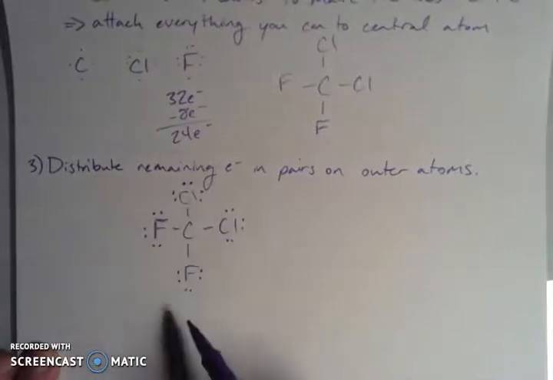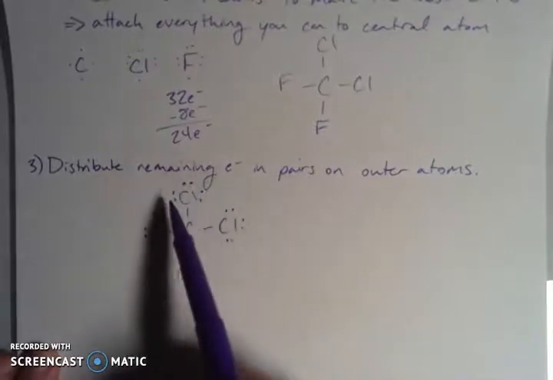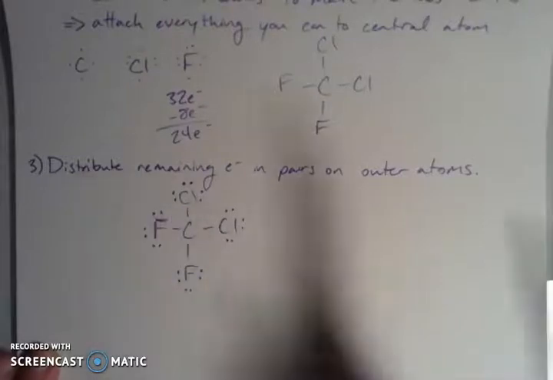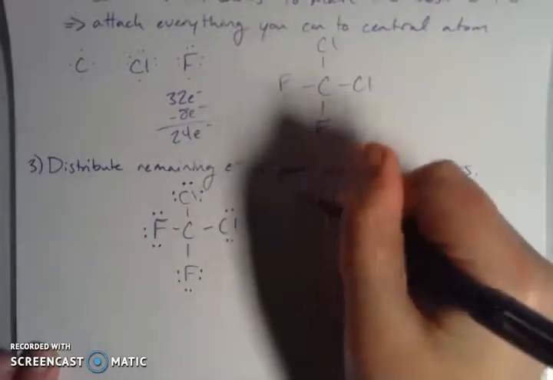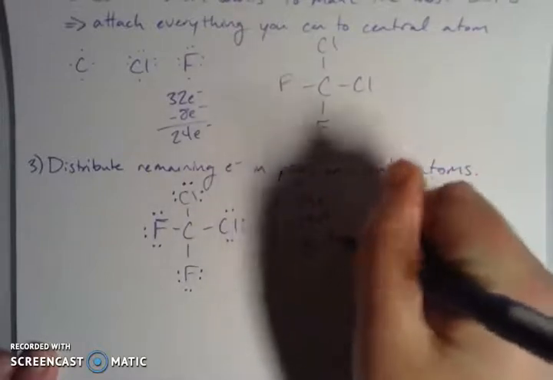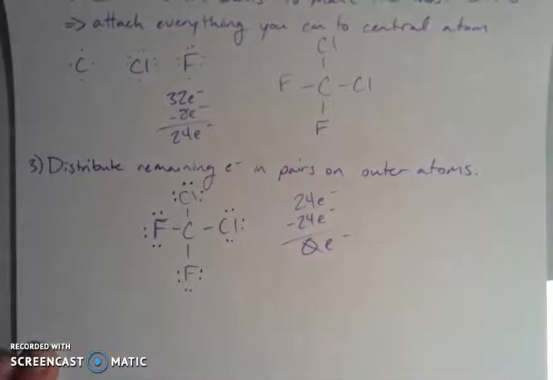Now everyone has a full octet, so if I counted up how many I used, 2, 4, 6, 8, 10, 12, 14, 16, 18, 20, 22, 24. So I had 24 after that first step. I used up 24. I have 0 electrons left over that I can play around with in this structure.